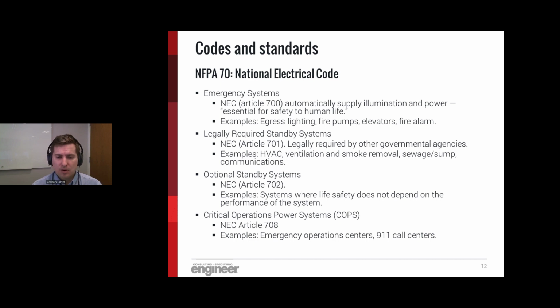Then we have Article 702, which is the optional standby systems. These are systems where life safety doesn't depend on the performance of the system. This is a great example for what we're talking about today, mission critical facilities. It's beyond the emergency, beyond the legally required: what does the client or the owner of the facility want to have continue to be operational beyond the utility outage that has everything to do with their operation of their facility, whether it's an industrial building or commercial building.